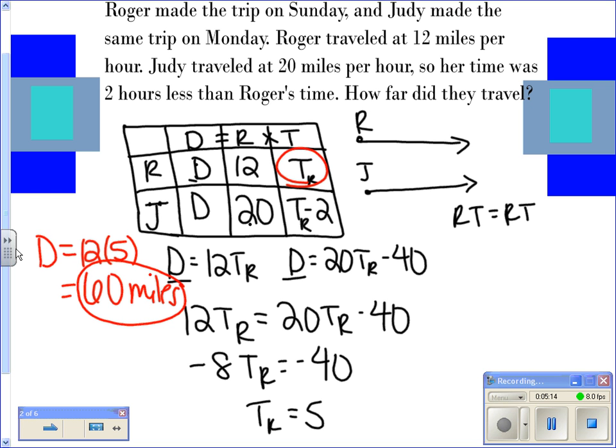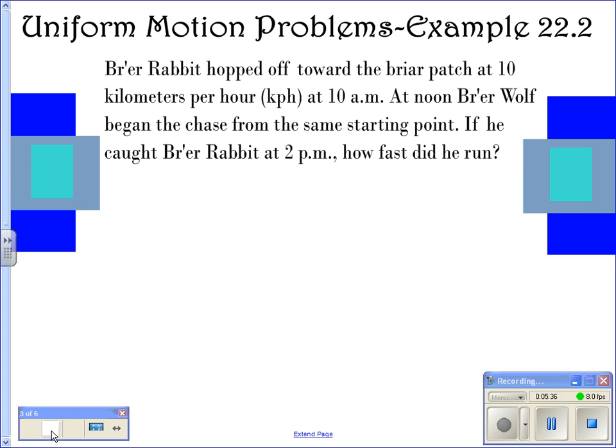Does it matter if I plugged it in here or here? Could I plug it in here? 5 minus 2 times 20. Got the same thing, right? So it doesn't really matter which one you plug it into. You see how this works? Any questions on that? Okay.